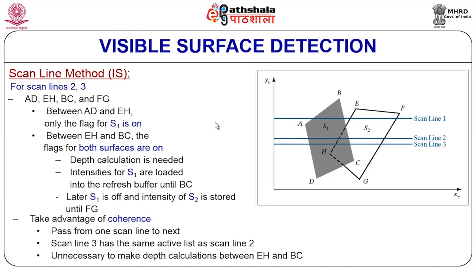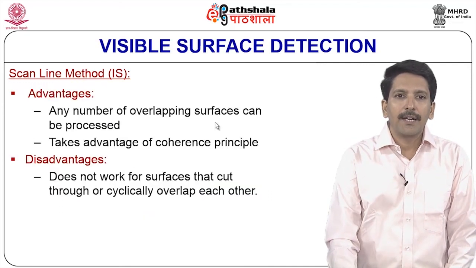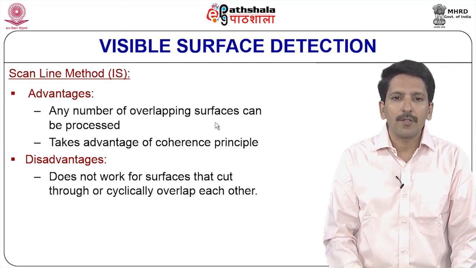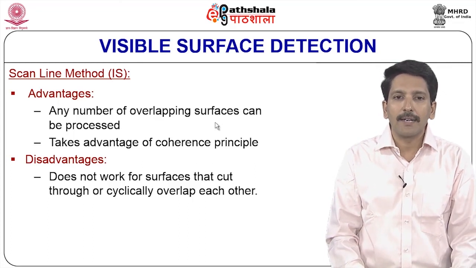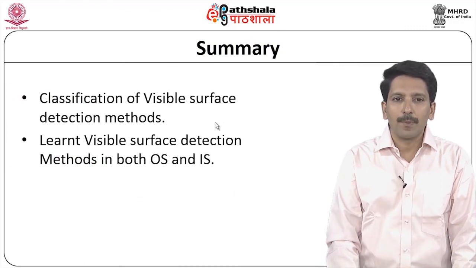If it is a transparent surface, we can take the combined effect of both and use the common color there. It is a very efficient algorithm, as we can process multiple surfaces at a time. Only when overlapping occurs do we need to calculate depths. It takes advantage of coherence, but does not work for surfaces that cut through or cyclically overlap each other.